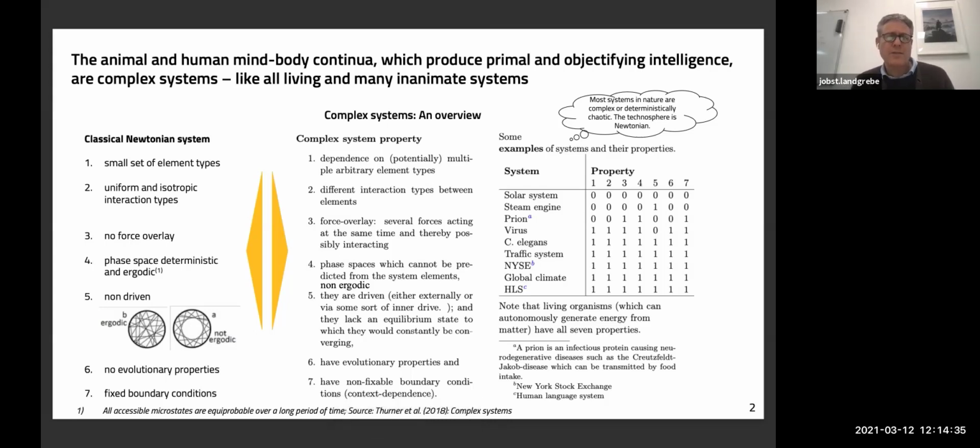For example, in the human brain there are billions of elements and many, many element types. There are different interaction types between elements, so not only one, but many interactions. Those interactions overlay, so that several forces act at the same time and possibly interact and overlay, and it's very hard to model this force overlay. That's also the case in the human brain, or even in a single cell from an organism, from a mammal, for example. Or actually even in a bacterium, many forces overlay.